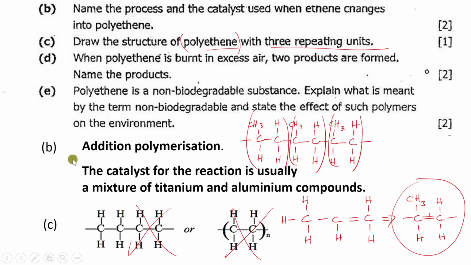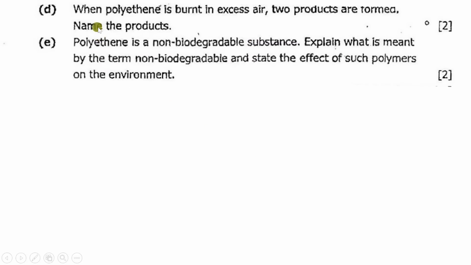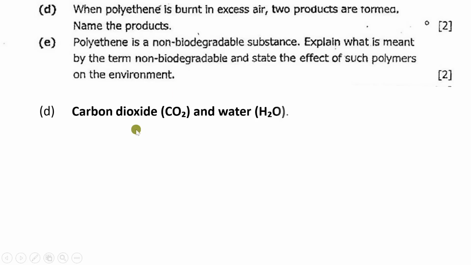So we move to the next question. D: When polythene is burnt in air, in excess air, 2 products are formed. Name the products. So the same polymer, polythene, when it is burnt in excess air, what are the 2 products? So the 2 products are carbon dioxide and water.